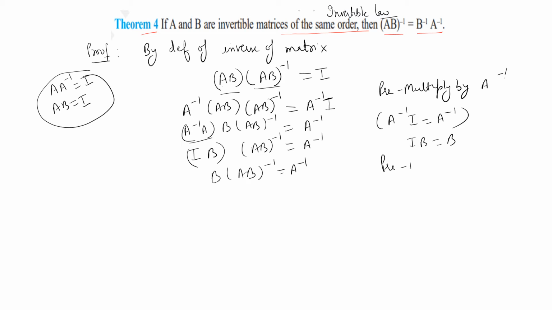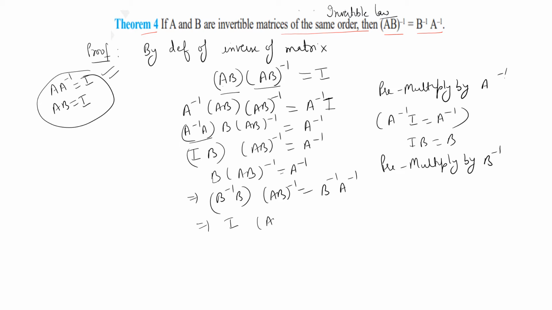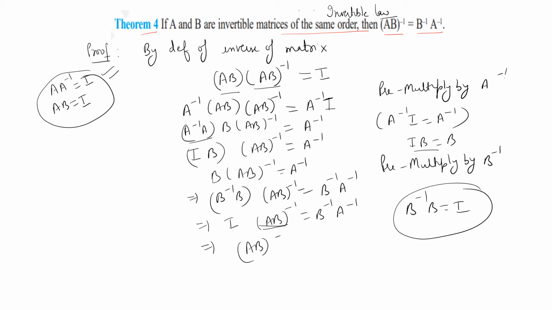I need to pre-multiply by B inverse, so it will be B inverse B and AB whole inverse. Pre-multiply means I should put it in front of this A inverse. Again this will be I, so I into AB whole inverse is equal to B inverse A inverse. Why? Because a matrix multiplied to its inverse is the identity matrix, and the identity matrix multiplied to another matrix, AB whole inverse, gives that matrix. So AB whole inverse is equal to B inverse A inverse. This is what we mean by the reversal law.